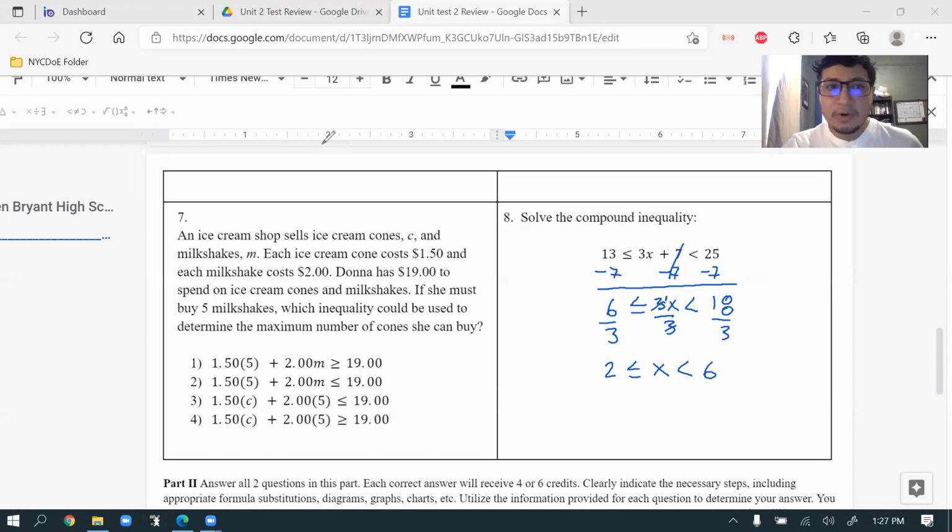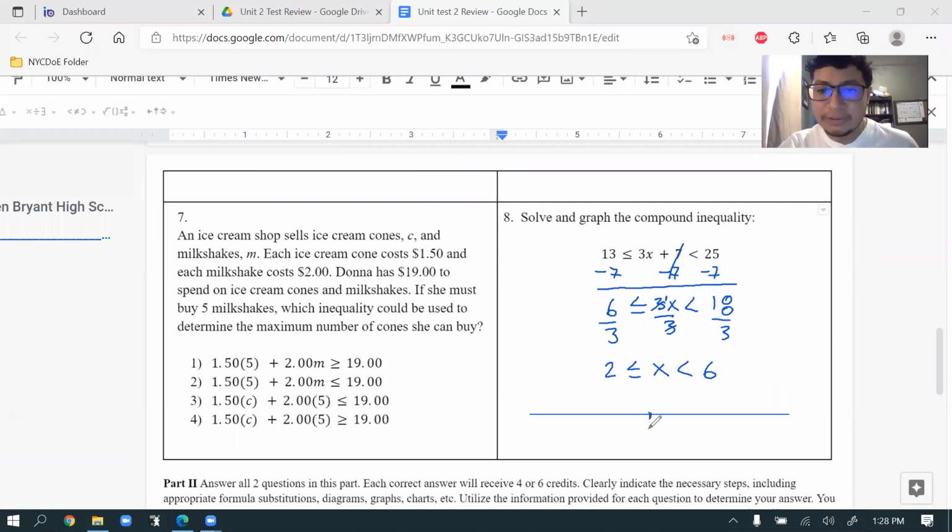I'm actually going to edit this and say solve and graph the compound inequality. So let's go ahead and graph this. Our first step is going to be to draw a number line.